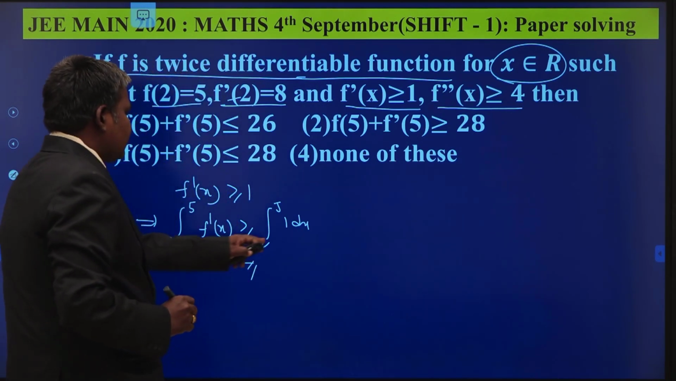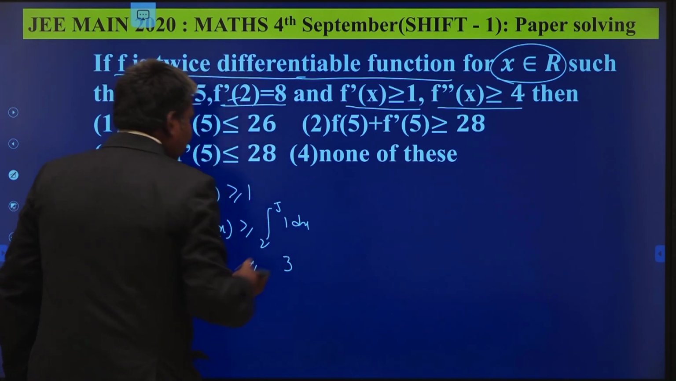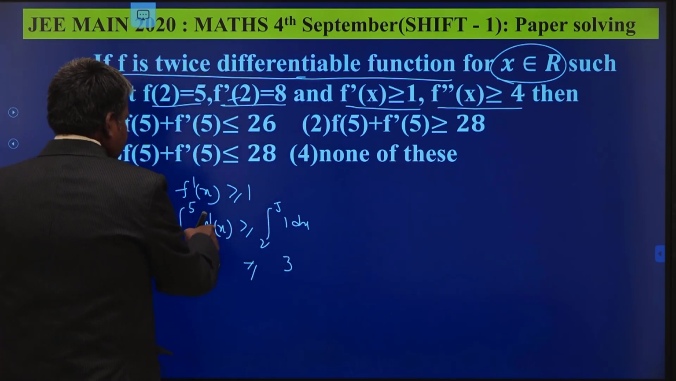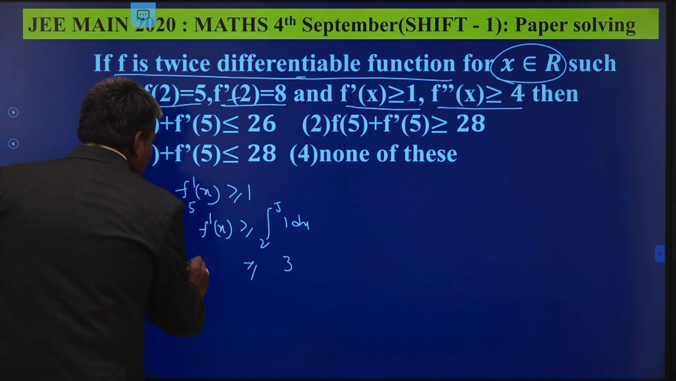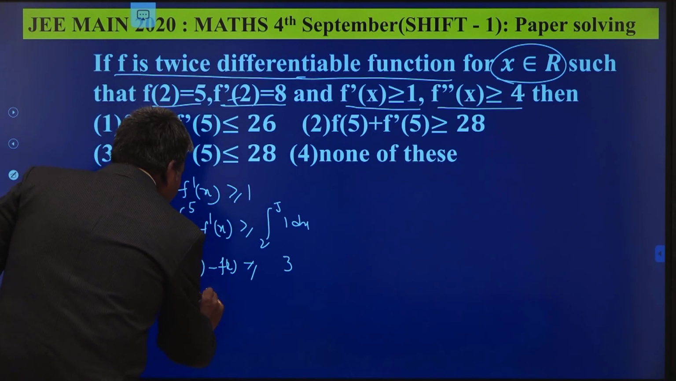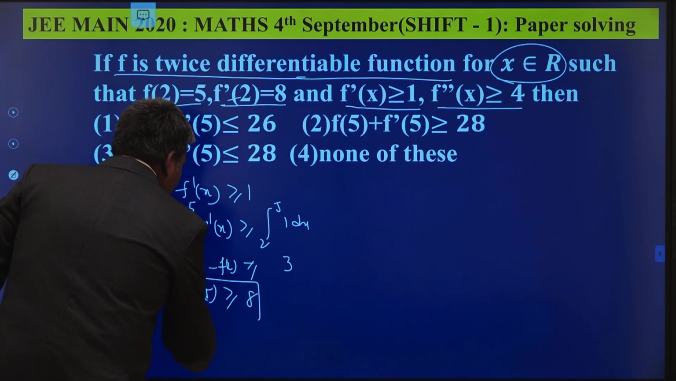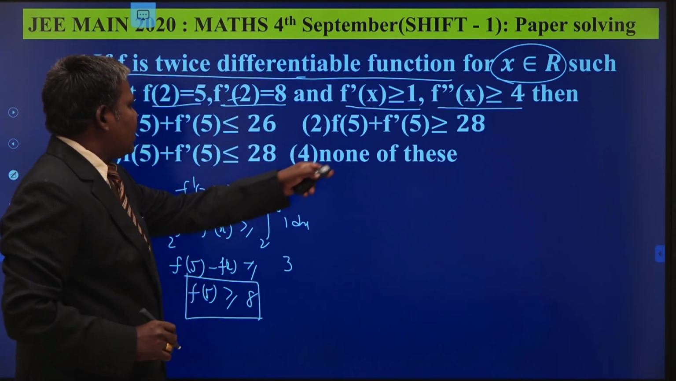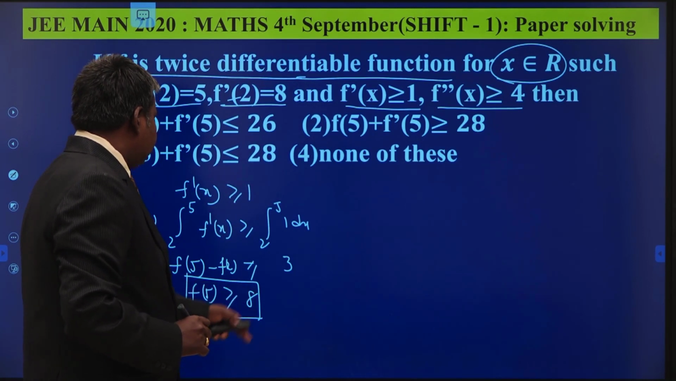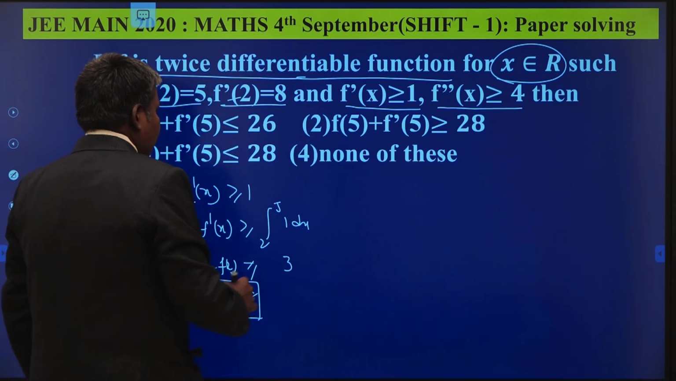What is the integration of 1 dx? It is x, limits from 2 to 5, means 5 minus 2, that is 3. This is f(x), applying limits, what we get? f(5) − f(2). But what is your f(2) value? f(2) is 5. So f(5) is greater than or equal to 5 + 3, that is 8. This is one condition we obtained. In the options f(5) is there, so we have to find the relation between f(5) and some constant. f(5) is greater than or equal to 8.